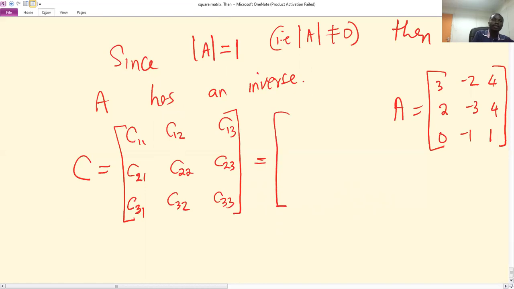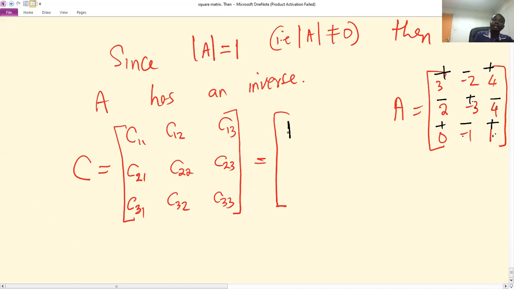now you simply remember the sign pattern. So this: plus, minus, plus; minus, plus, minus; plus, minus, plus. Then take the sign of every element times its minor. Starting with the first one, the sign here is plus. So the cofactor here will be the determinant of this submatrix, minus 3, 4, minus 1, 1. So it will be minus 3 times 1 is minus 3, minus minus 1 times 4, we get 1. So here we'll get 1.